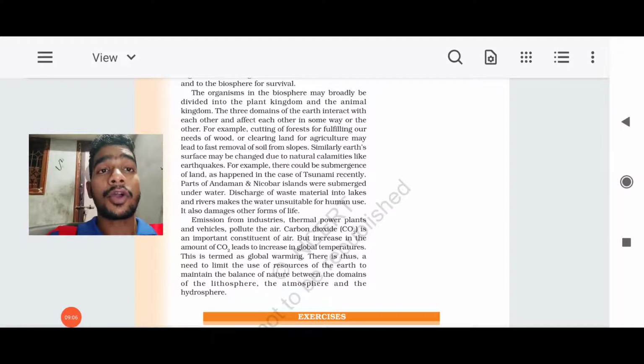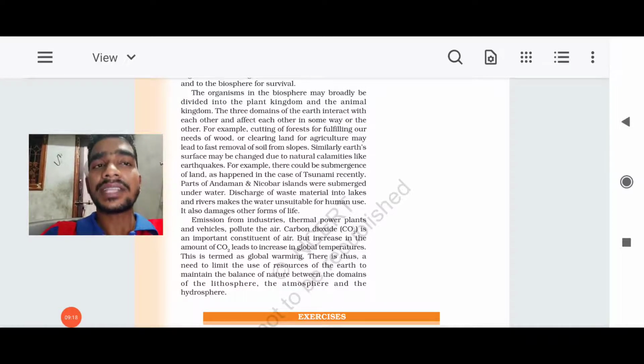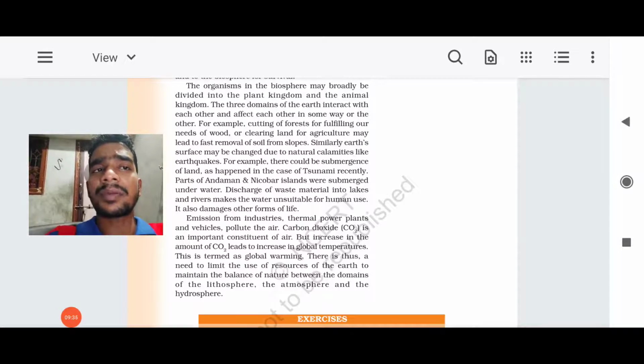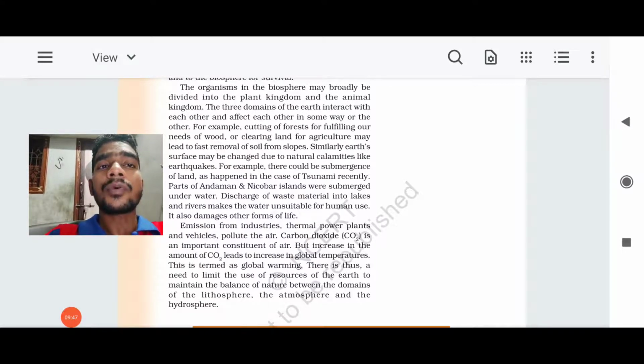That is a different topic. The 3 domains of the earth interact with each other. What are the 3 domains? Lithosphere, hydrosphere and atmosphere. All these 3 domains interact with each other and make a biosphere, that is the life supporting sphere. They affect each other in some way or the other. For example, cutting of forest for fulfilling our needs of wood, or clearing land for agriculture, may lead to fast removal of soil from slopes, because we are doing deforestation.